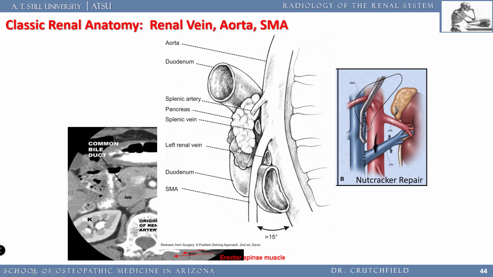And who gets this? People who have absolutely no body fat. So anorexics, mostly young ladies, but not always, who come in and have lost a huge amount of weight and they're vomiting because their SMA, the superior mesenteric artery, is pinching off their duodenum. It doesn't cause nutcracker. I don't know why you don't get nutcracker and SMA together. I've never heard of it. Seems like you would. But the SMA pinches off the duodenum and food can't get through.